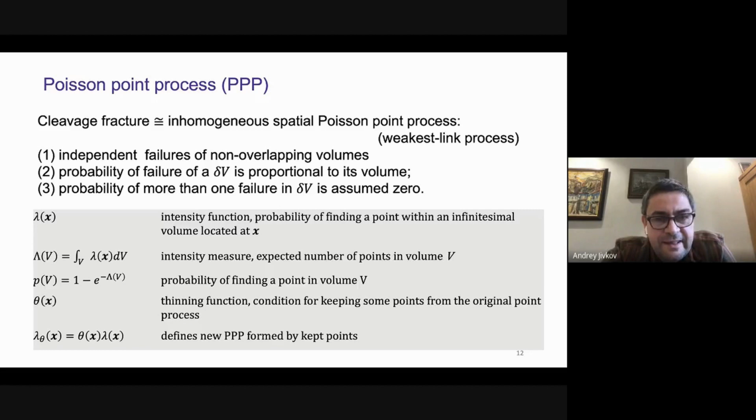But on top of that, in Poisson point process theory, one can introduce something called a thinning function, which is just saying, I have some points that I want to throw away from my original process, and I want to keep the rest. So this thinning function is saying I'm keeping some points of the original point process, and this leads to a new Poisson point process formed by the kept points, whose intensity is simply the thinning function times the intensity function of the original process.